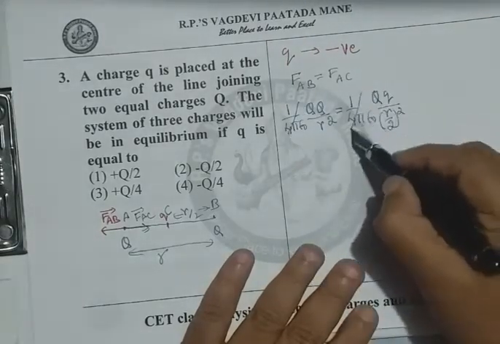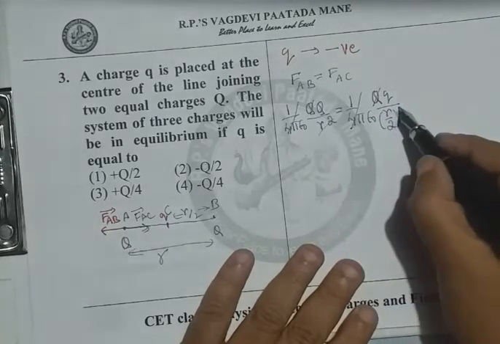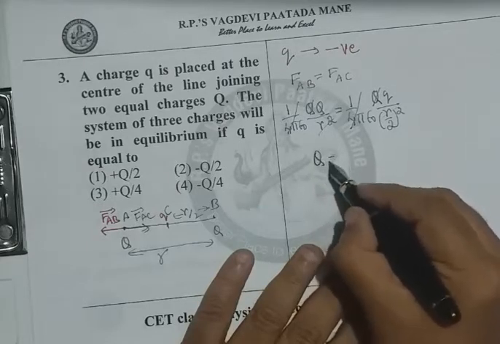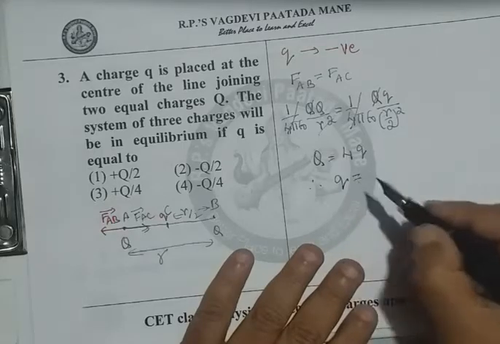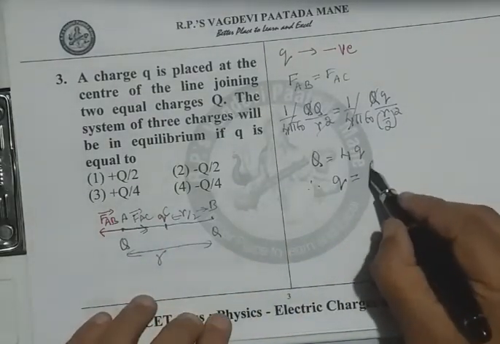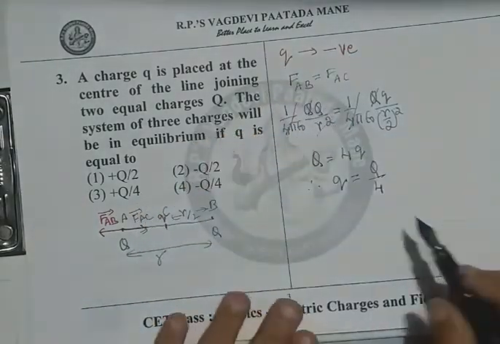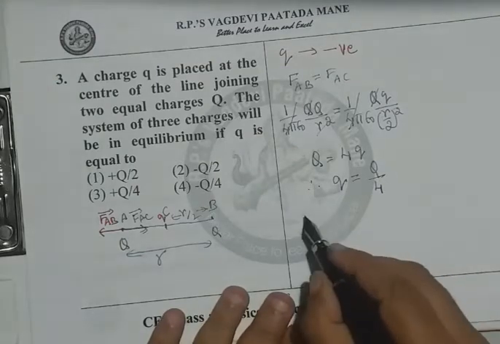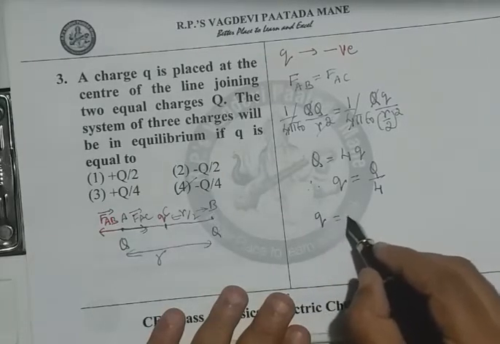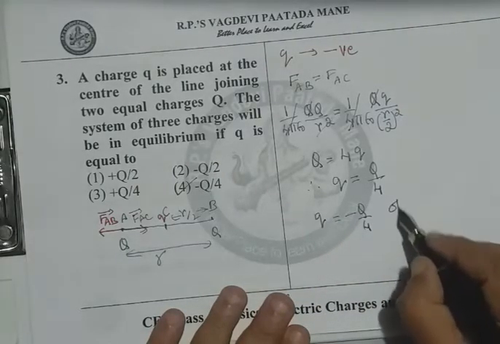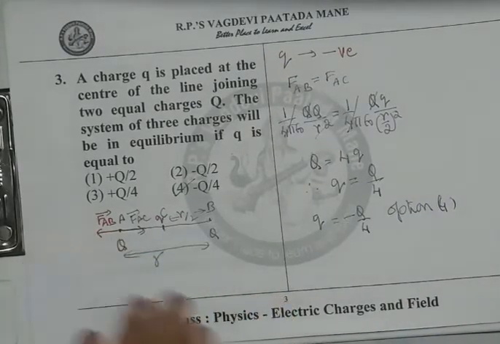Now cancelling all the things we can cancel here, R square also goes. I got Q equals 4q. Therefore, the charge to be placed at C must be equal to Q by 4. As we have written q as negative and the magnitude is Q by 4, that is q with the sign minus Q by 4, option 4 is right. So I hope you understood here.